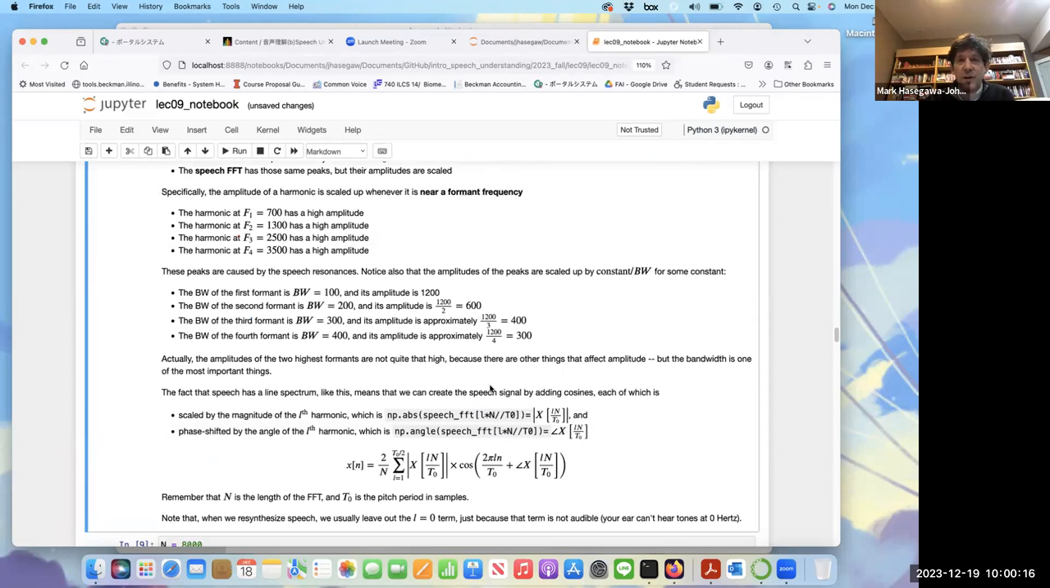The two highest formants are not quite that high because there are other things. If the bandwidth is 100, its amplitude is 1200 over 1, which is 1200. So the peaks are basically the frequency of the resonator divided by the bandwidth. So it's something like 2400 divided by the bandwidth. So we get 1200 over 3 or 1200 over 4, some constant divided by the bandwidth.